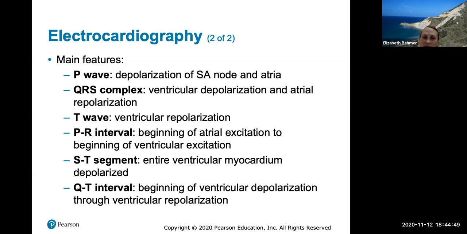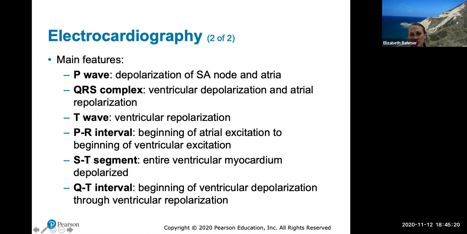The P wave refers to the depolarization of the SA node and the atria. So think of a P wave as an action potential that goes through your atria, and it will occur right before the atria contract. The QRS complex refers to when the ventricles will depolarize, or get their action potential sent through, as well as the atria repolarizing during the QRS complex. And then the T wave occurs when the ventricles repolarize.